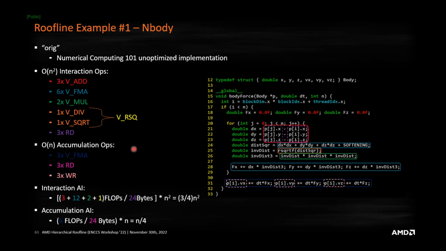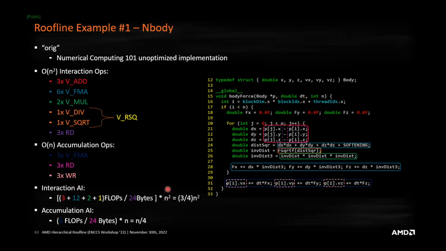And then if we move on to the accumulation section, we're doing 3 vector FMAs, 3 reads and 3 writes. And I forgot to mention in the interaction ops, we're doing 3 reads. So moving on to the arithmetic intensity for the interaction or order n² portion. We're doing a large amount of compute, and it's dependent on n. So n is the number of particles in our domain.